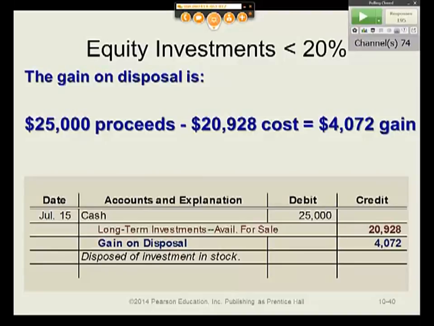Now, the exact same accounting would be true if this was a trading security, although you probably wouldn't be holding it for an extended period of time. All right, any questions on available for sale securities, purchase, dividends, and the disposal?